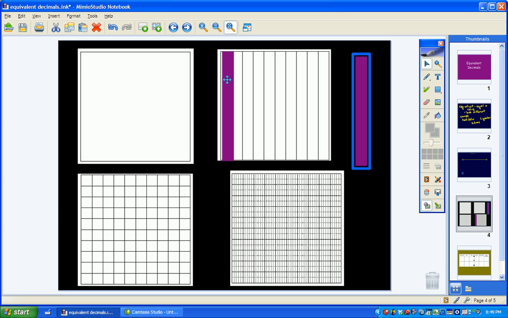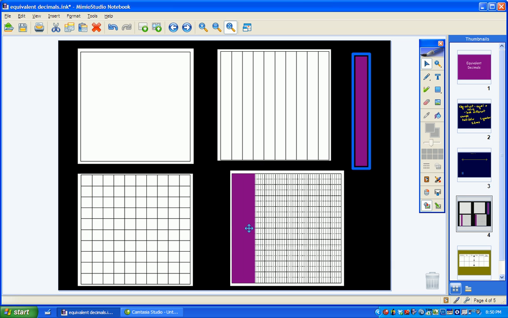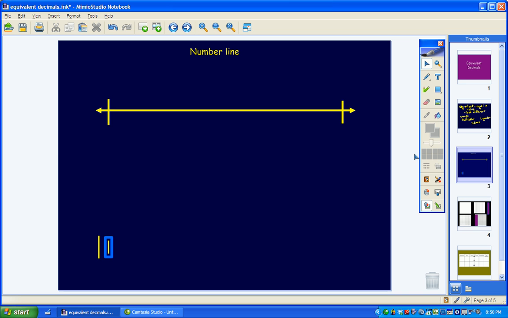So if I had 2/10, that would be equivalent to 20/100ths, which would be equivalent to 200 thousandths. So you can visually see how that works. And we're going to be using these models in workstations so that you'll truly get a grasp of equivalencies. Let's go back to the number line now.